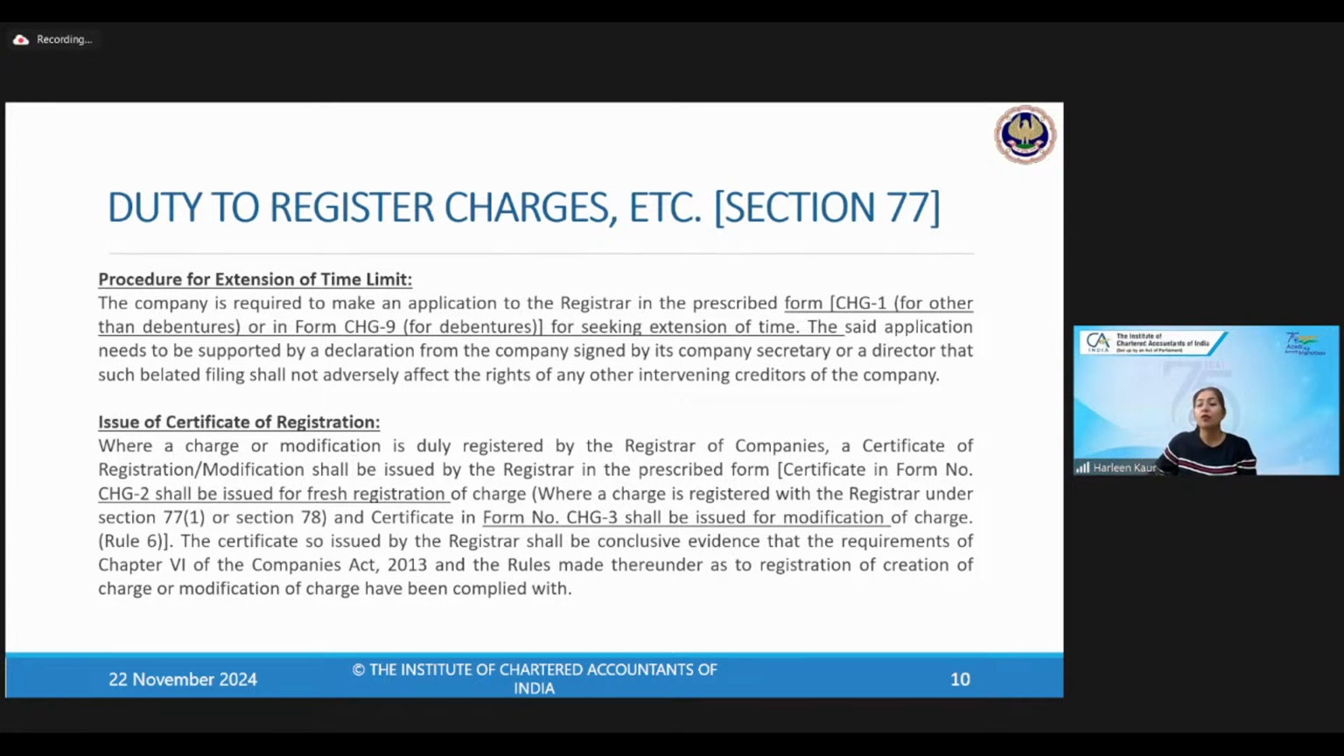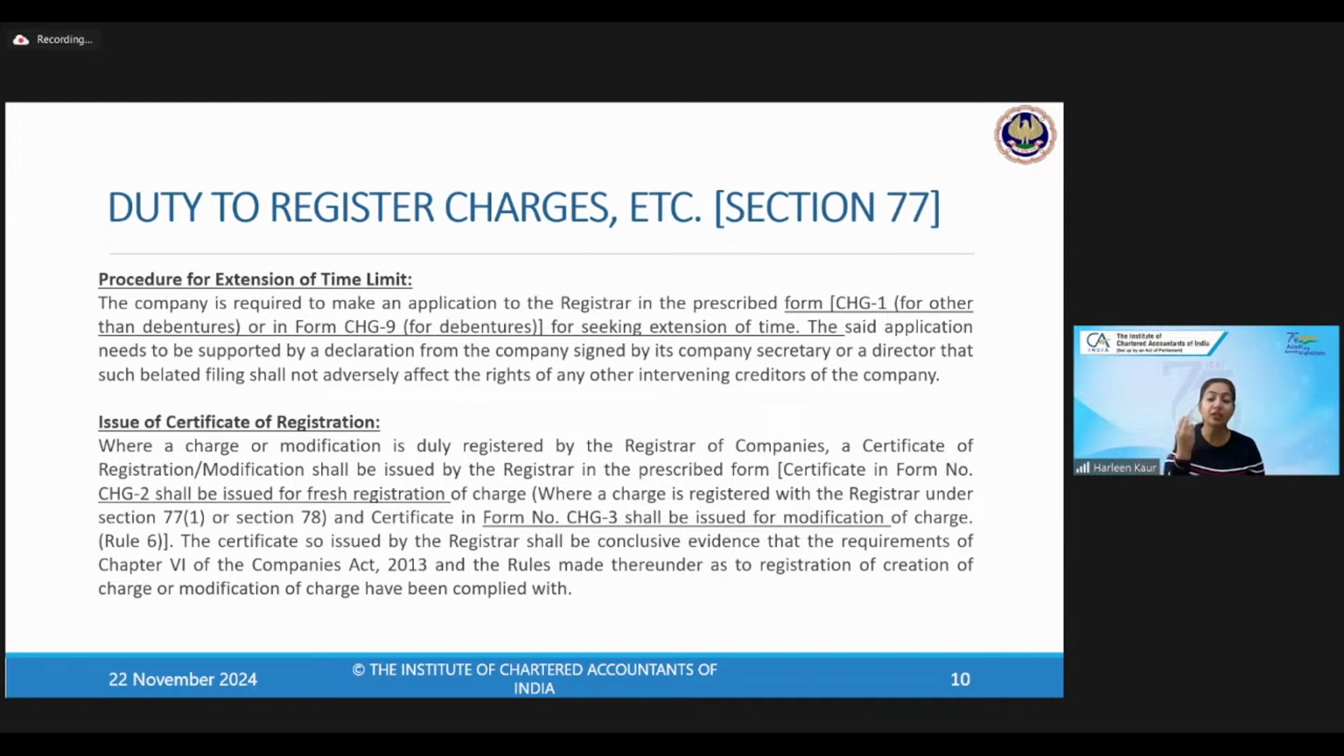Now, CHG 1 form contains all the details about the property or assets which have been given as a security. And once the charge is registered with ROC, ROC will issue you CHG 2 form as a fresh certificate of registration. So you file CHG 1 for others, for debentures you file CHG 9. What is ROC going to give you? ROC will give you CHG 2 form. So simple, you gave 1, he gives you 2. You gave 1, he gives you 3 also at times.